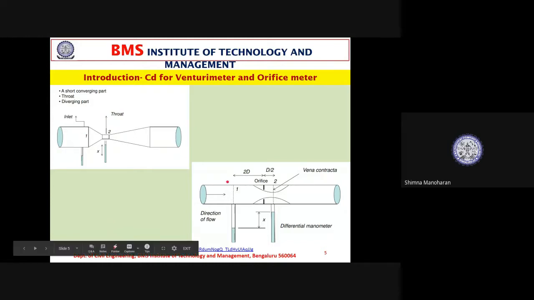Now coming to orifice meter, you have the vena contracta here. So it's a cylindrical tube and there is a small hole here, which is nothing but the orifice. So the location of the orifice will be at a distance of 2D from the first measurement point. So you have a manometer connected here and a manometer connected here. So it's nothing but a differential manometer. So the orifice is located at 2D distance, where D is nothing but the diameter of the cylindrical tube, and the exit, or sorry, the exit manometer is at D by 2.